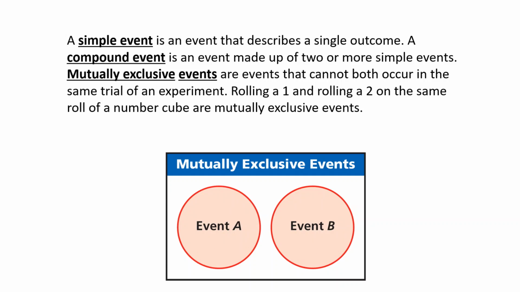Mutually exclusive events are events that cannot both occur in the same trial of an experiment. For example, rolling a 1 and rolling a 2 on the same roll of a number cube are mutually exclusive events. It cannot happen. So you'll have event A and event B, and they'll never happen at the same time. So those are called mutually exclusive events.